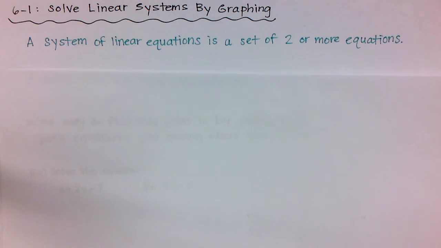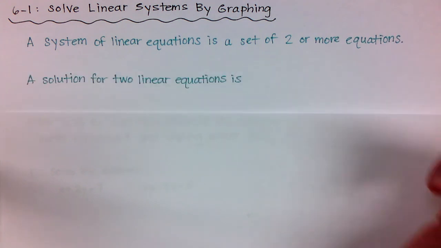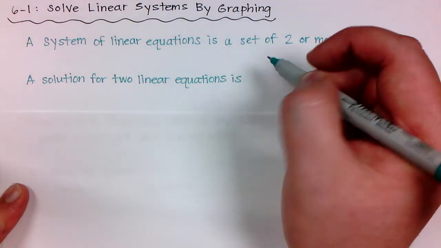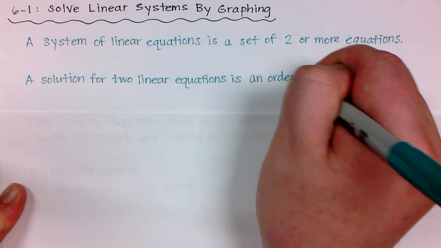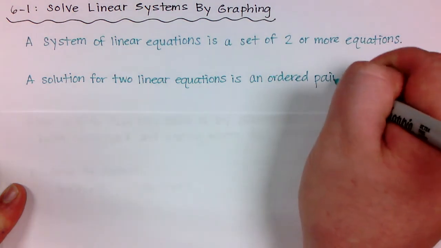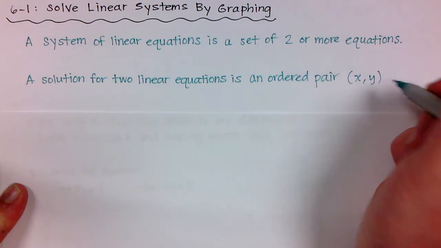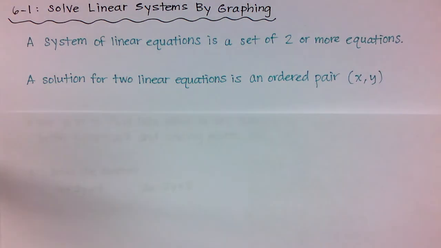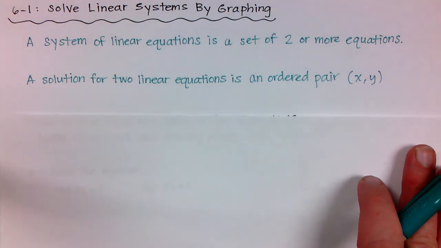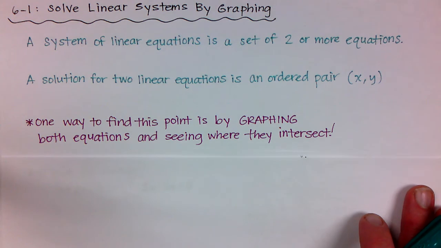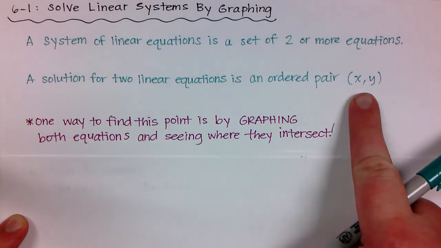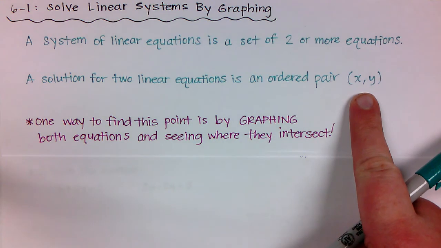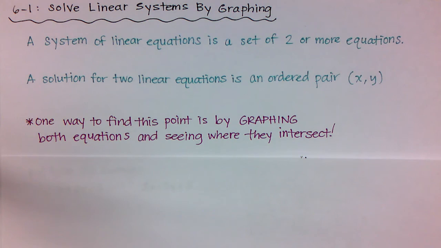And to find a solution for them, because that's what this section is, how to solve them. A solution for two linear equations is an ordered pair, like x comma y, some coordinate that you've already found. The way that we're going to solve these today is simply by graphing the equations and looking to see where they intersect, because that point where they intersect is going to be the solution for both of those equations, and then we're going to find out how to check that solution.